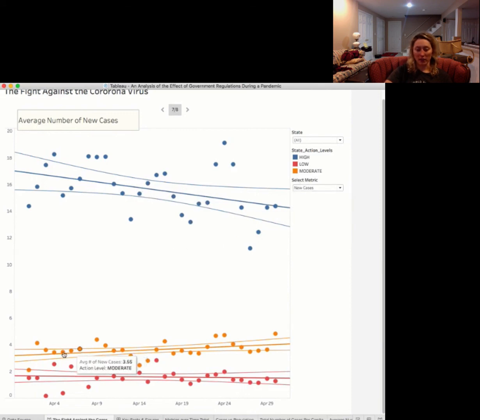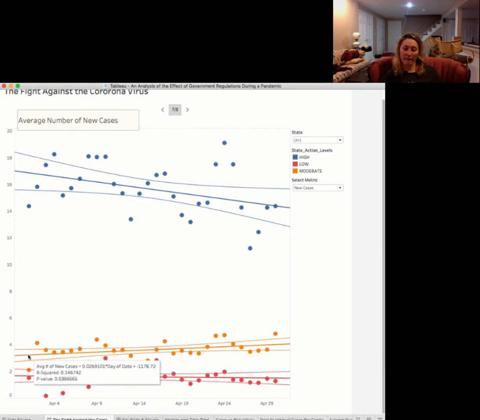Next, you can look at the moderate down here, and it also is significant, but in the opposite direction. So the moderate group has a p-value of 0.03666, and it is trending upward, which means that they're either not doing enough mandates and regulations, or they started too late. We could investigate further into why they are trending upwards and not downwards in their new cases.